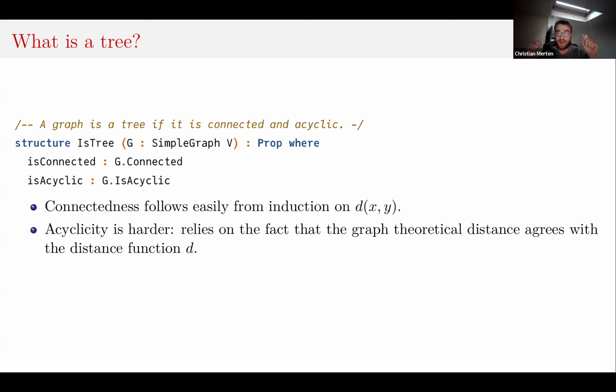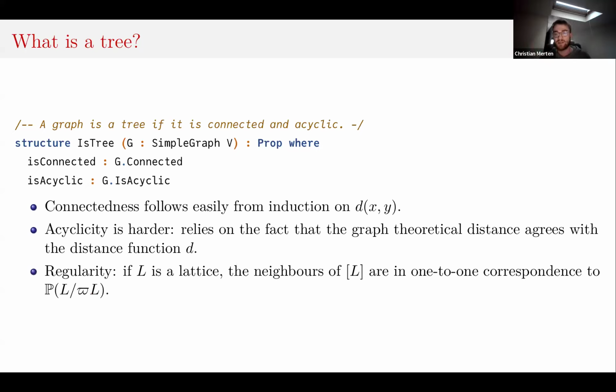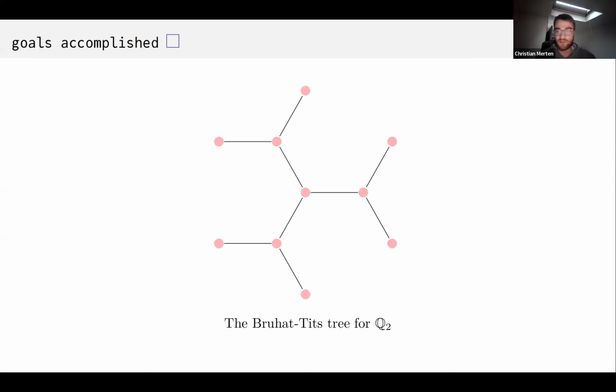So you prove that by applying the action of GL2(K), you can always transform yourself into a situation where it's an array like this. And then you can deduce that the graph theoretical distance agrees with the distance function. From this, you get acyclicity. And for the regularity, you need that the neighbors of a vertex, of a lattice, are in one-to-one correspondence to the projectivization of this two-dimensional vector space L modulo varpi L. And then the cardinality of the projective space of a two-dimensional vector space over a finite field is precisely the cardinality of the field plus 1, which was what was stated in the theorem. Okay, so that's what you get. So goals accomplished. The Bruhat-Tits tree for Q2 is indeed this boring regular tree.